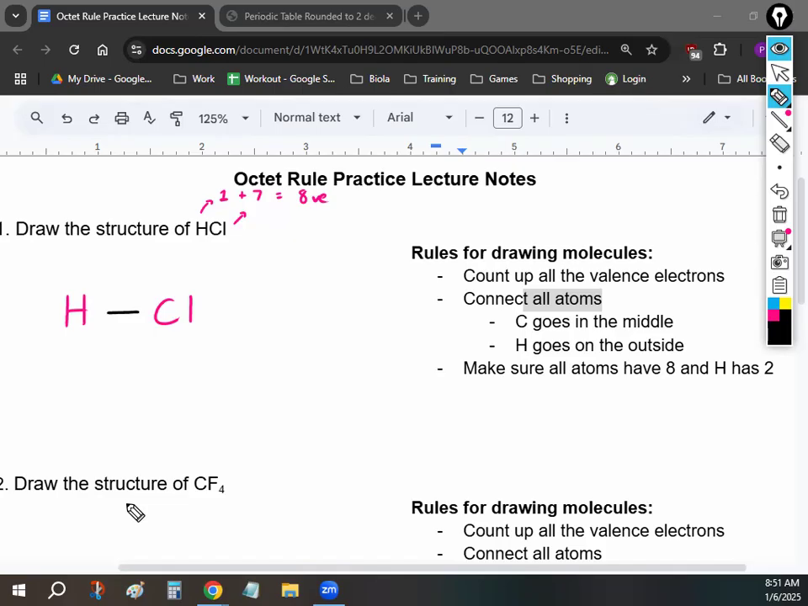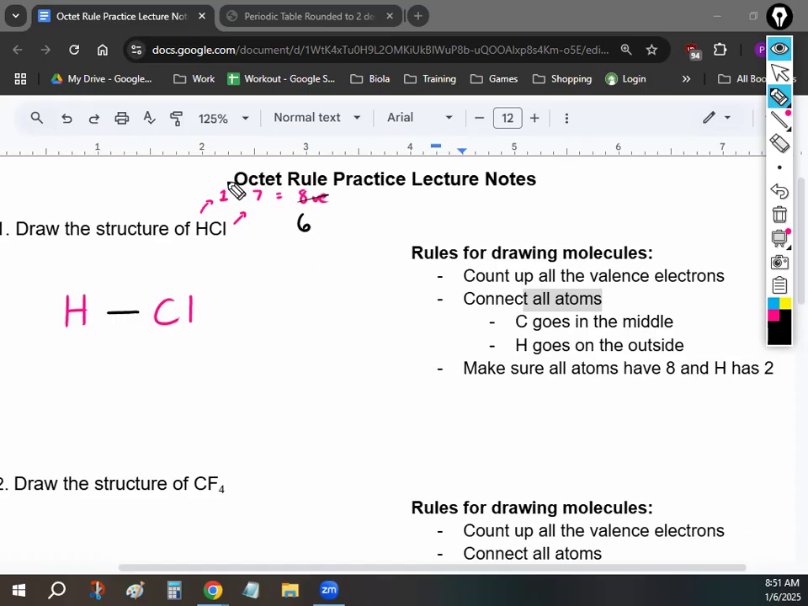All right, now if you guys remember, if I draw a line, does anyone remember how many electrons that is? That's 2. So if we draw a line, we use 2 of these electrons. So now we have 6 that we still need to draw. Since we drew a line to connect them, we use 2 electrons to draw the line. We have 6 left that we still need to draw on the picture.